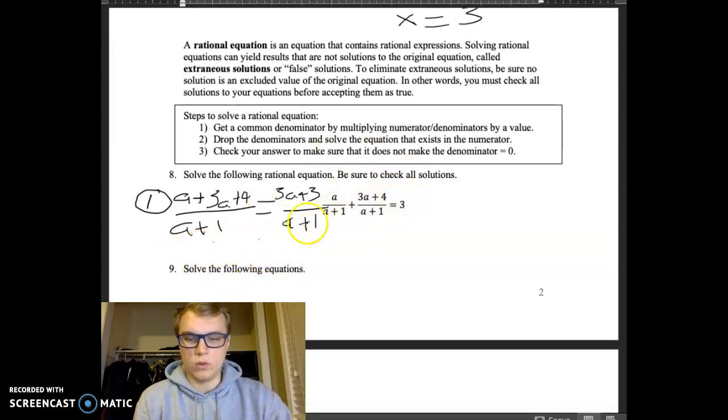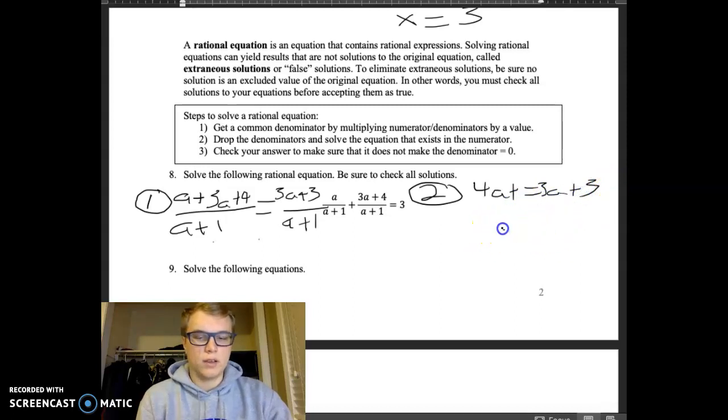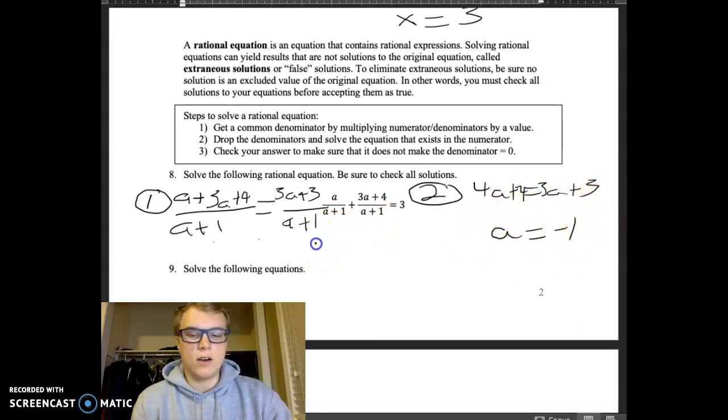We can ignore our denominators now. So it's just 4a plus 4 equals 3a plus 3. And we do our math thing, and we get a equals -1. All right. Sorry, there should be a 4 in there. So quickly, minus 3a, we get just a over here, minus 4, we get -1. So a equals -1. And now we have to remember our third step and check the denominator.